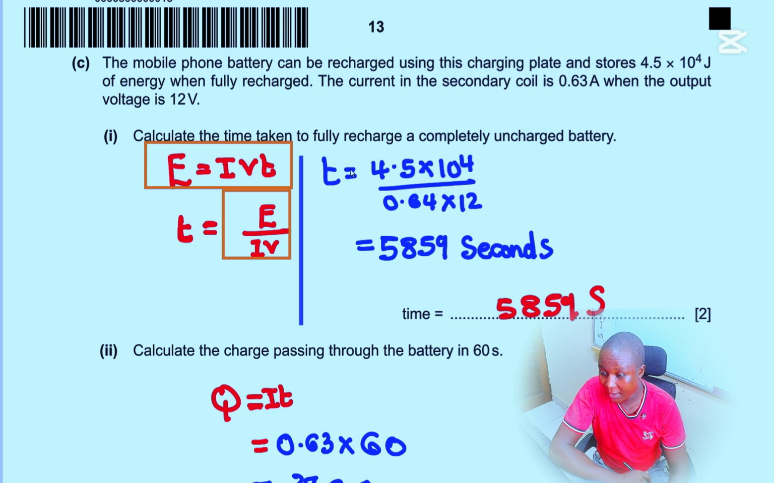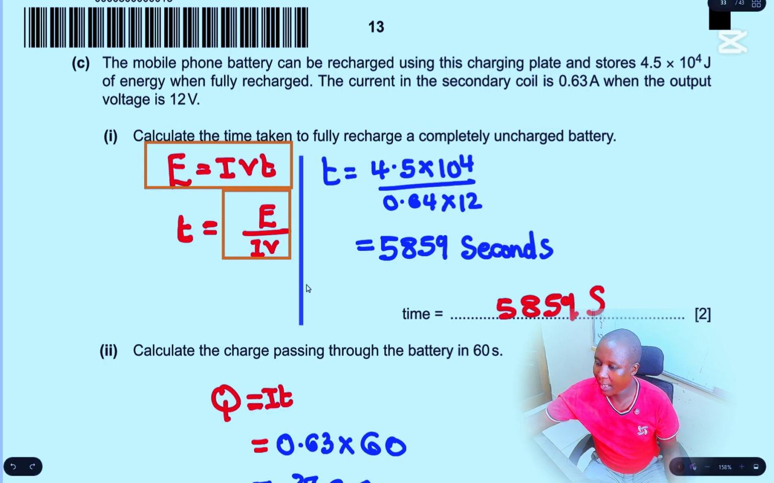So in that case, if we make T the subject of the formula, our beautiful formula will be time equals electrical energy over current times voltage. And remember, current times voltage is power.